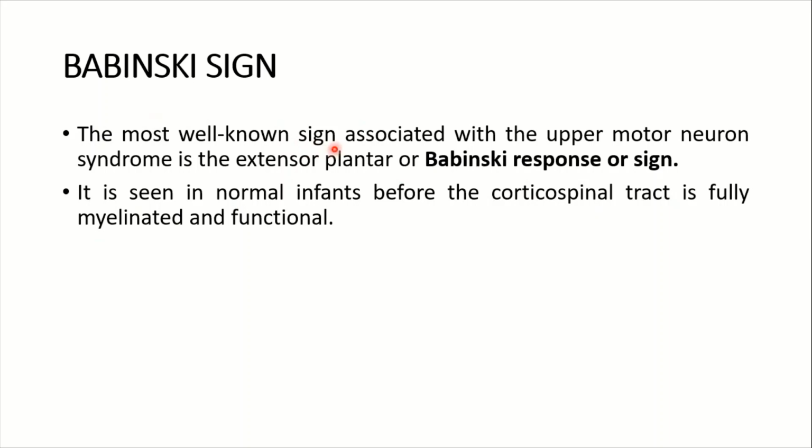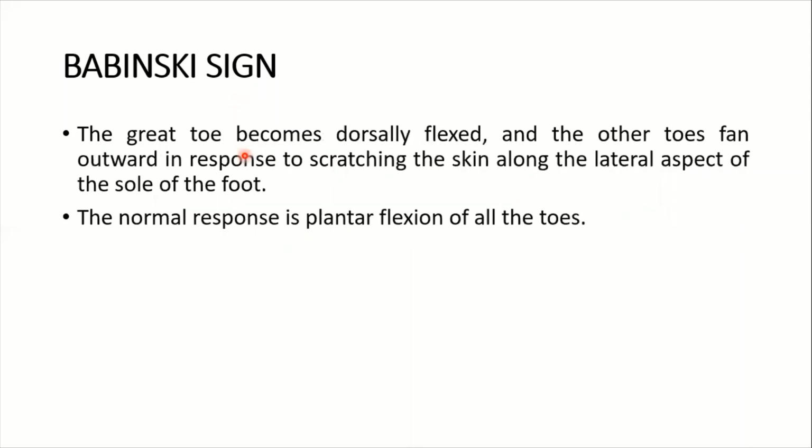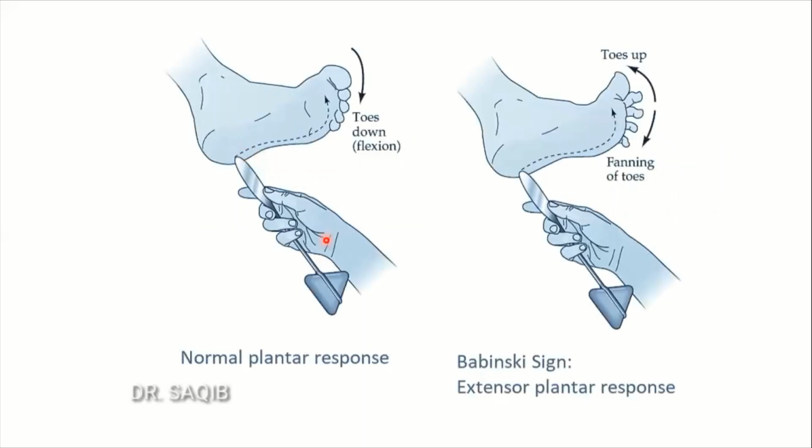So the most well-known sign associated with the upper motor neuron syndrome is the extensor plantar or Babinski response, or Babinski sign, right? Also known as extensor plantar response. It is normally present in infants before the corticospinal tract is fully myelinated and functional, right? So in infants, the Babinski sign is present and it is normal. So let's see what happens in this Babinski sign.